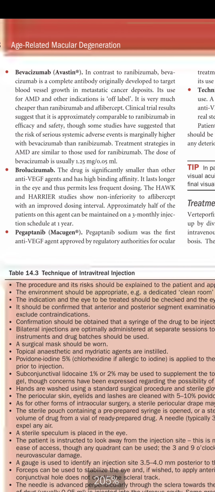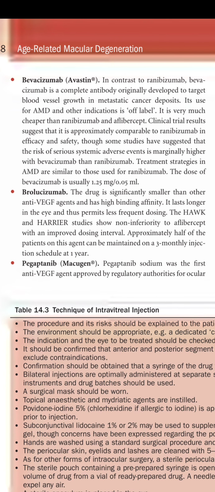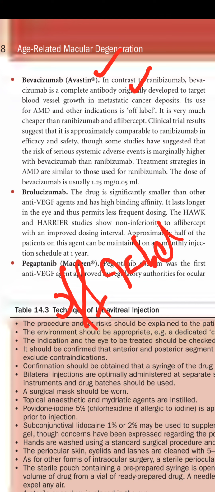Then there is bevacizumab, Avastin. In contrast to ranibizumab, bevacizumab is a complete antibody. So it is not a fragment; it is a complete antibody originally developed to target blood vessel growth in metastatic cancer deposits. Its use for AMD and other indications is off-label. So it is off-label use for the treatment of AMD. It is very much cheaper than ranibizumab and aflibercept.